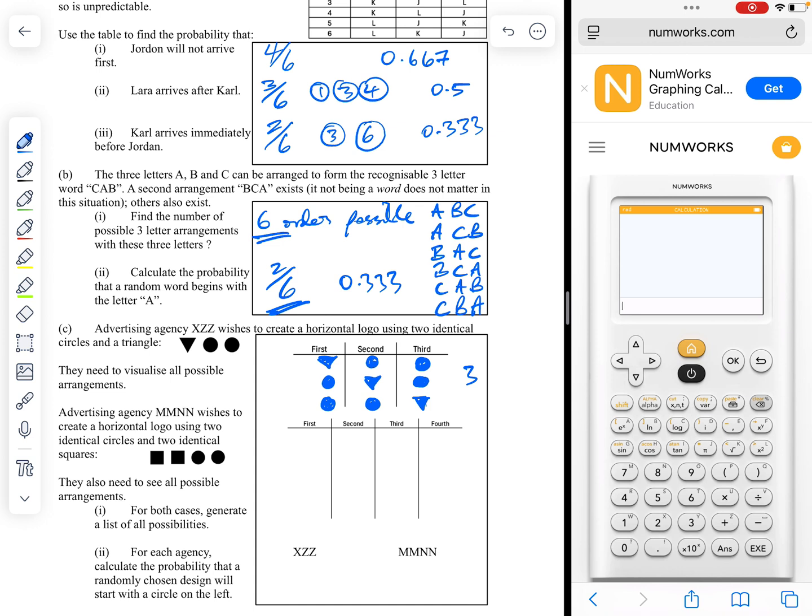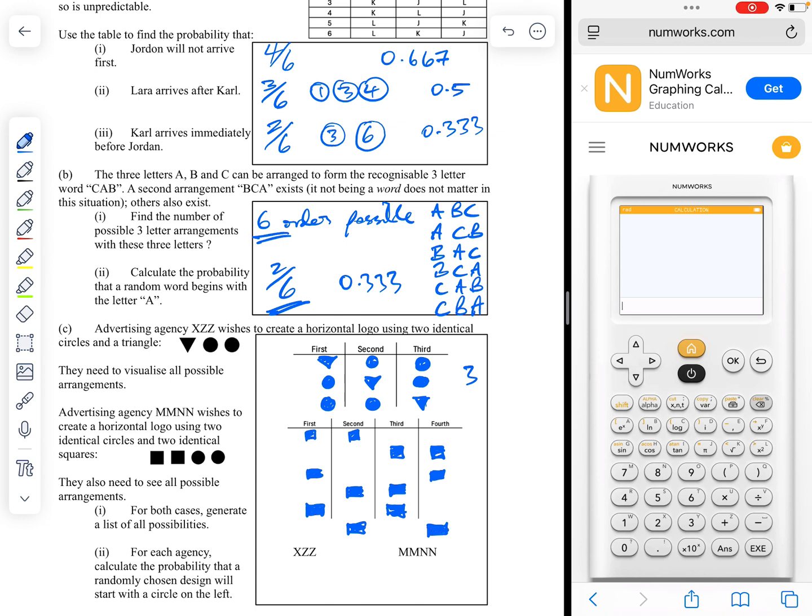I'm just going to think about the two squares to start off with. I could put the two squares first and second, and then I could put the two squares in my second arrangement third and fourth. I could maybe put the square first and last, or the square second and third, or I could put the first and the third, or the second and the fourth.